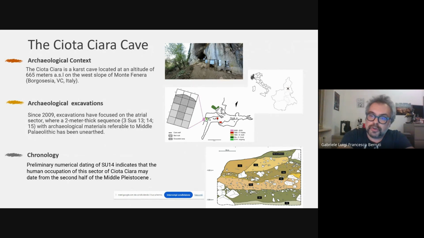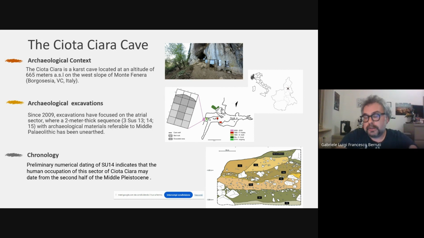You see the region in black in the map of Italy, and it was excavated. The first excavation in the Ciota Ciara started in the second half of the last century. But since 2009, the University of Ferrara, under the direction of Marta Azzarello, started to make a scientific excavation in the lateral area of the Ciota Ciara.